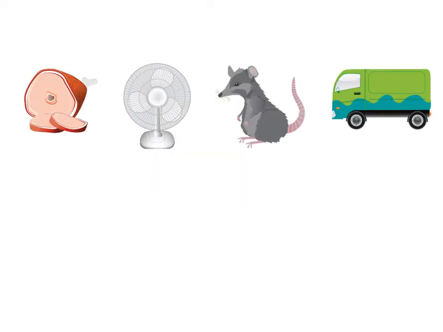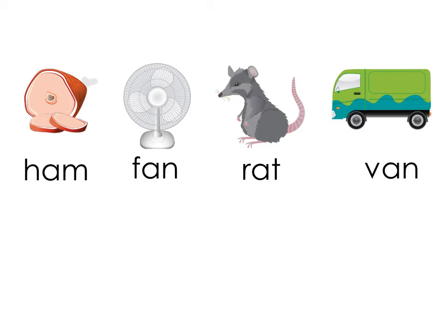So we have here an activity. I have here 4 pictures and let's identify them. Now let's look at the first picture. This one is an example of a ham. How about the next picture? That one is an example of fan. How about this one? This one is an example of a rat. And what do we call this one? It's an example of van. Now let's read. Ham, fan, rat, and van.